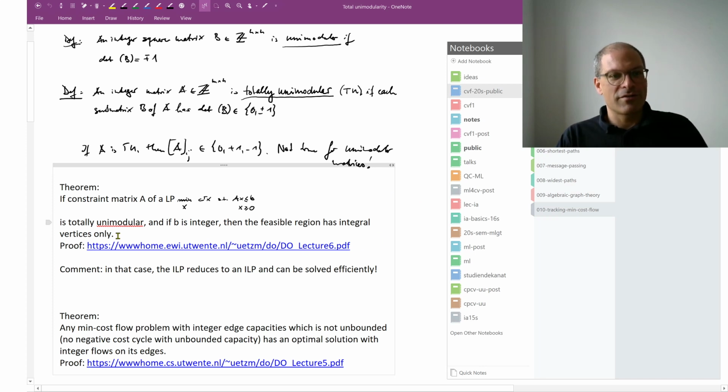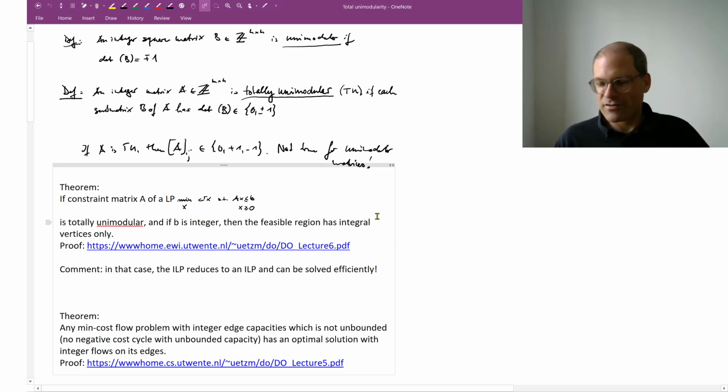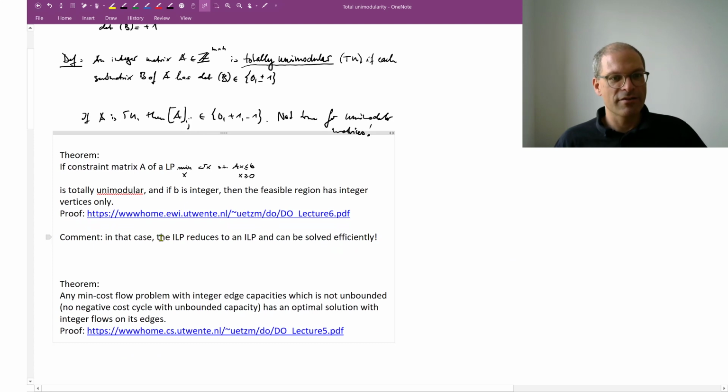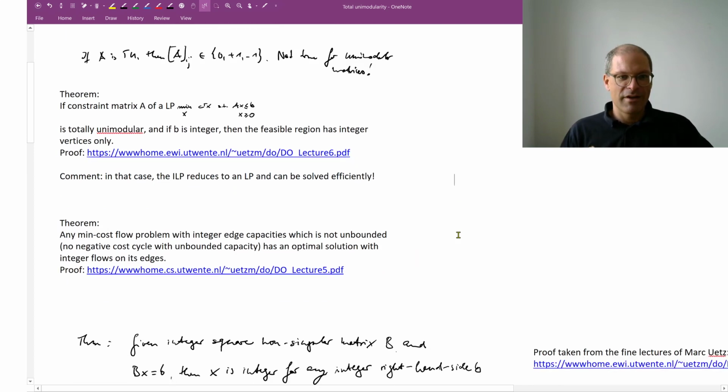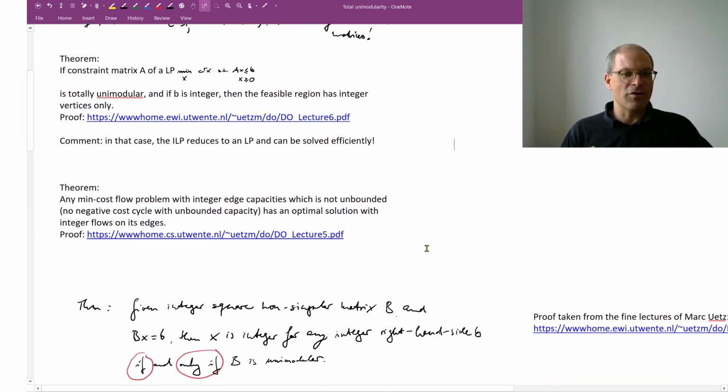All right, so the theorem says that if I have such a linear program, if constraint matrix A is totally unimodular, then as long as B is integer, the feasible region has integer vertices only. And in that case, as I've just argued, geometrically, the ILP reduces to an LP and can be solved efficiently.